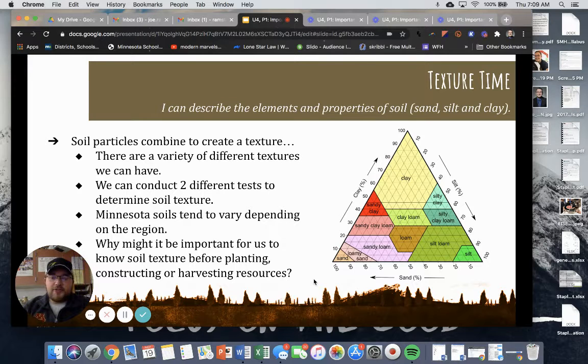Welcome back, Natural Resources. As we know, soil particles, so we have our sand, silt, and clay, combine to create a specific texture. There are a variety of different textures we can have, and these are located on the textural triangle over to the right.